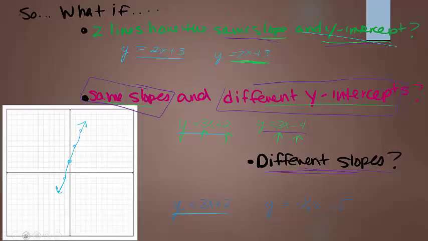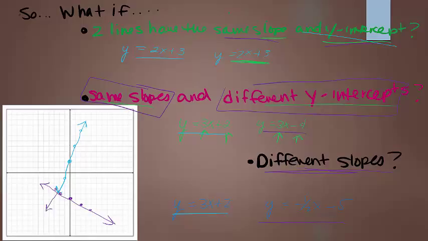All right, and now let's do the other one. So we have negative 1/2 x minus 5. So 1, 2, 3, 4, 5. And then down 1 over 2, down 1 over 2. All right. And yeah, I'll extend that one.